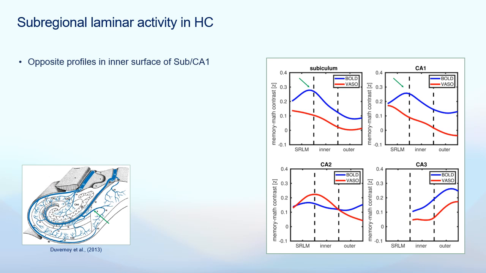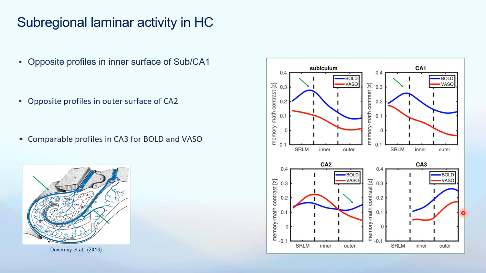In subiculum and CA1, the BOLD signal shows a peak at the border of SRLM and inner surface, and this is in line with the expected vasculature effect in the hippocampus. Interestingly, the VASO profile shows the opposite pattern. In CA2, we see an increasing pattern at the outer depths for BOLD, and again, this is in agreement with the expected draining vein effects, whereas we see a decreasing pattern for VASO profiles. In CA3, however, the laminar profiles of both BOLD and VASO are comparable.